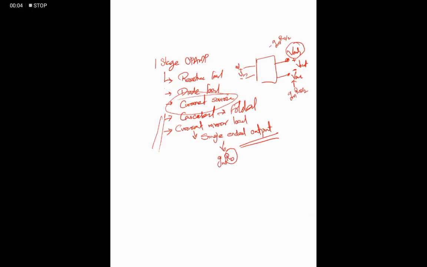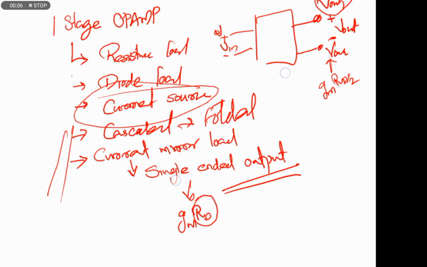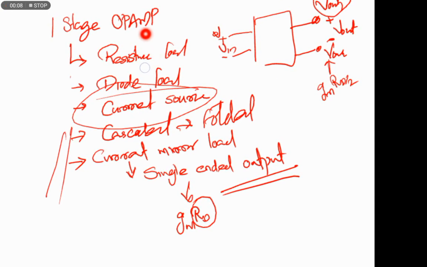In the last section, we discussed the operational amplifier, the op-amp. We studied the basic block diagram of the op-amp, the different parameters of the op-amp, and the op-amp with different types of load: resistive load, diode-connected load, current source load, and the most important one, the current mirror load.